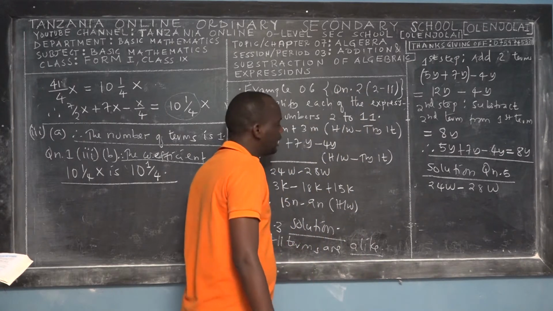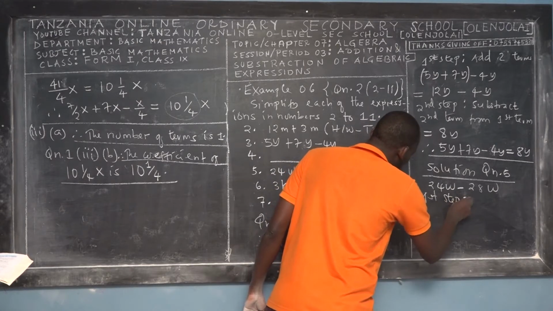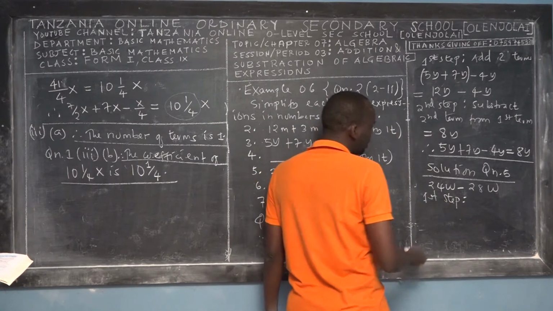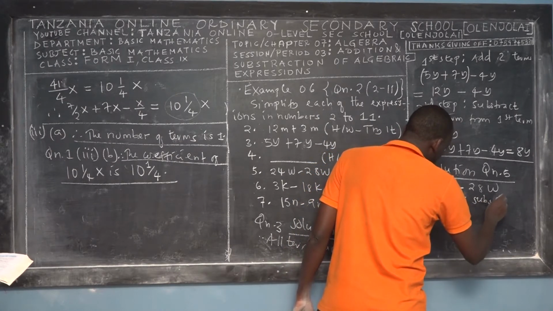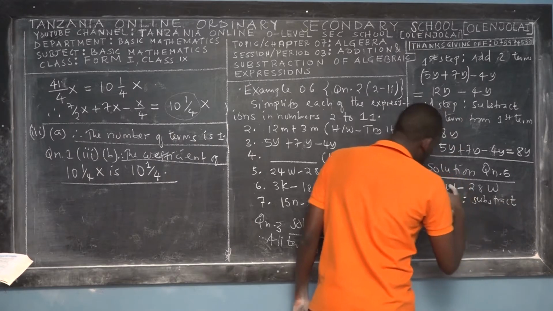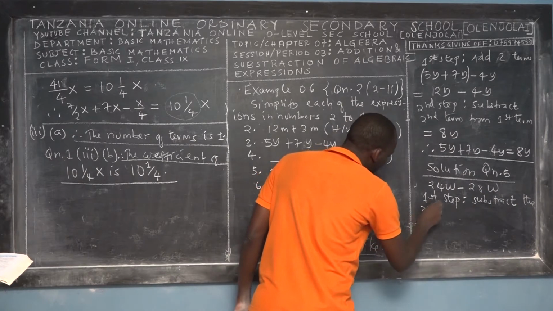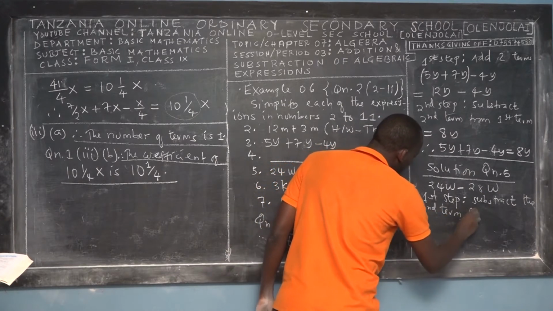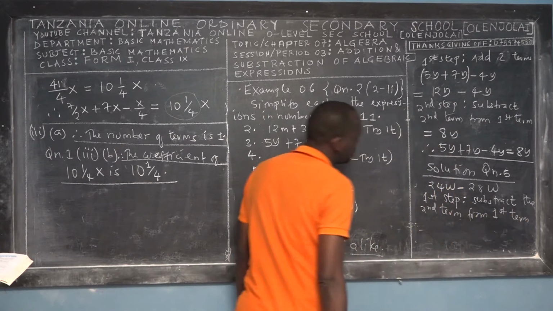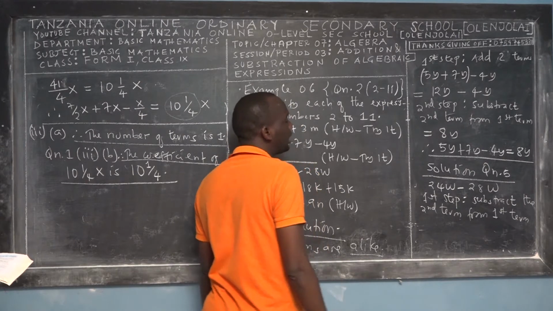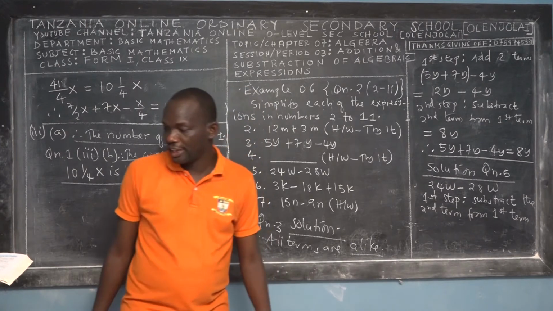Haya. The next step, the only step, I will be teaching you mathematics step by step so that you remember what we are doing. So the first step, we say subtract what? This is first term, this is second term. Subtracting the second term from first term. Right? So when you subtract now, you have 24W minus 28W.